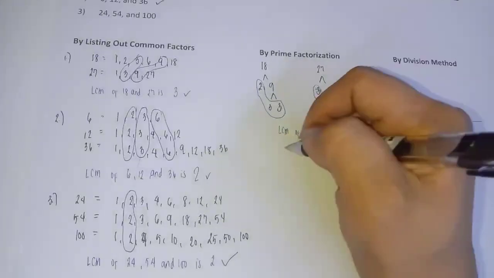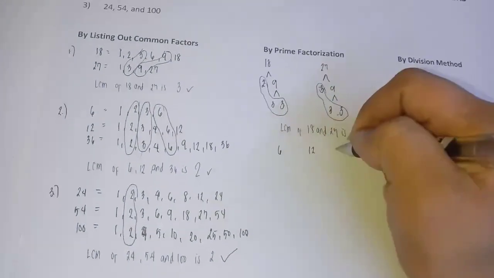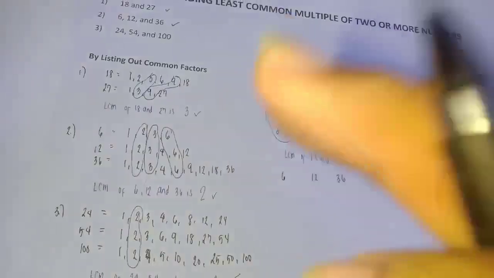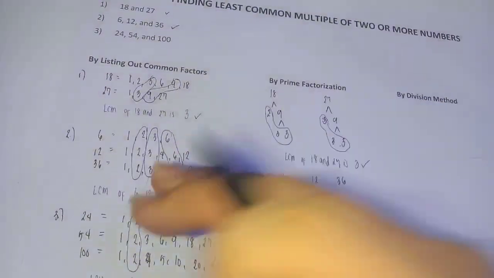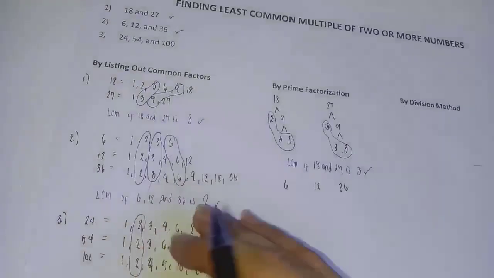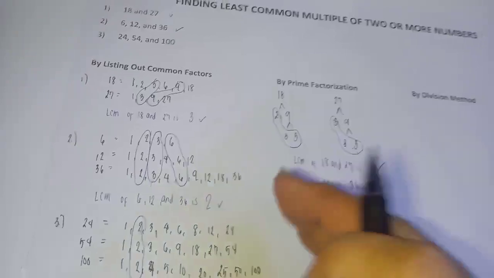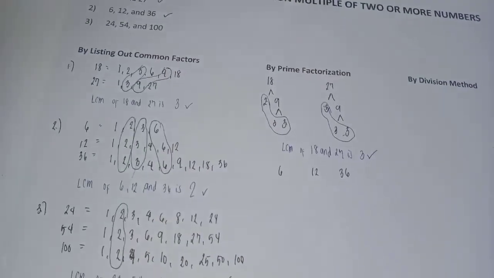Let's proceed to 6, 12, and 36 of item number 2. So using listing out common factors, we all know that the LCM of 6, 12, and 36 is 2. So ganon din ba yung magiging LCM ng 6, 12, and 36 using the prime factorization?